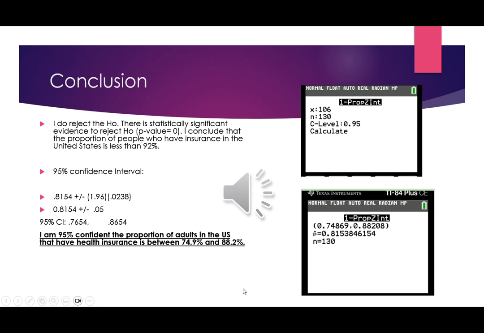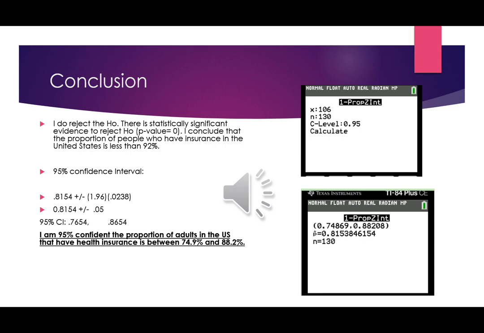As a conclusion, I do reject H0. There is statistically significant evidence to reject H0. The p-value is equal to 0, which is less than 0.05. So I conclude that the proportion of people who have insurance in the United States is less than 92%.